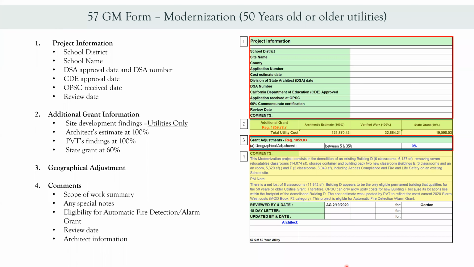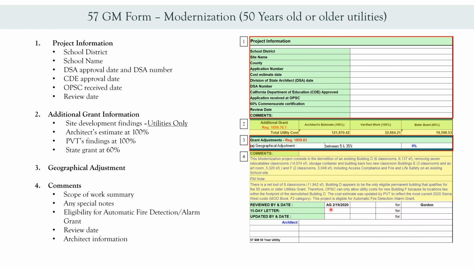And then section 4, once again, here PBT will include a brief summary of the scope of work, as well as any special notes for the project manager or the district. You will also see here, under modernization project, is where we would include if the project is eligible for automatic fire detection and alarm grant. And this is an example of that. It states this project is eligible for automatic fire detection and alarm grant.